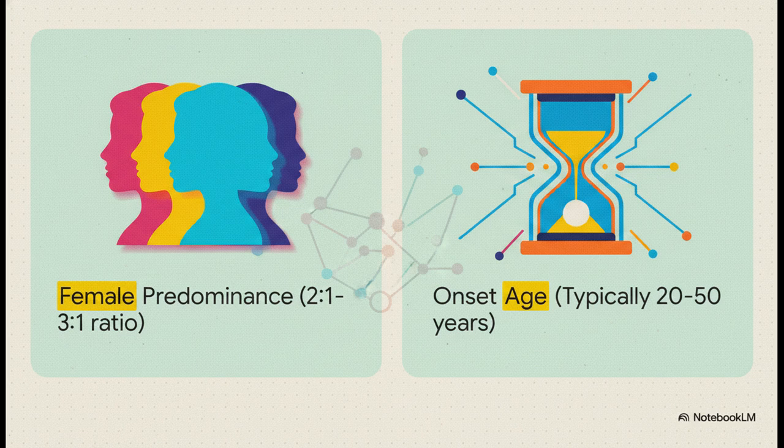But, and this is important, while that's the classic demographic, a family history of migraine is incredibly common, and this condition can actually pop up at any age. Pediatric and postmenopausal presentations are very well documented in the literature.